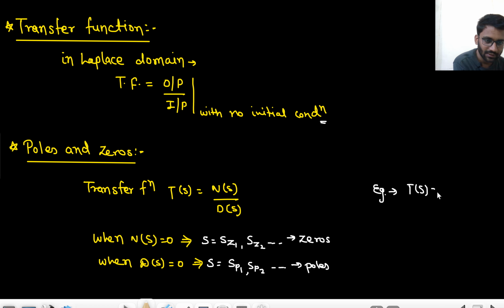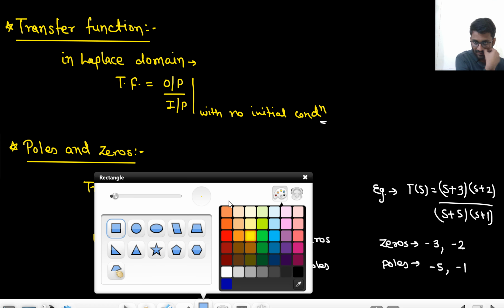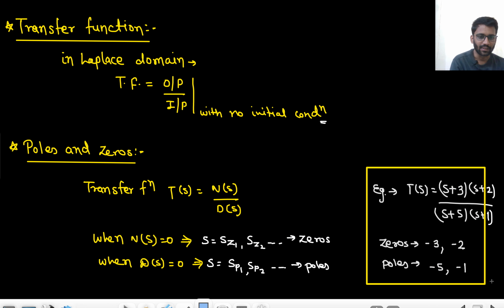Let's just assume my transfer function is (S plus 3)(S plus 2) upon (S plus 5)(S plus 1). So what will be my zeros? My zeros will be minus 3 and minus 2. If you put this equals to 0, you get S values minus 3 and minus 2. What will be my poles? My poles will be minus 5 and minus 1. Are you getting this point? I hope you are understanding, right? This is just an example.